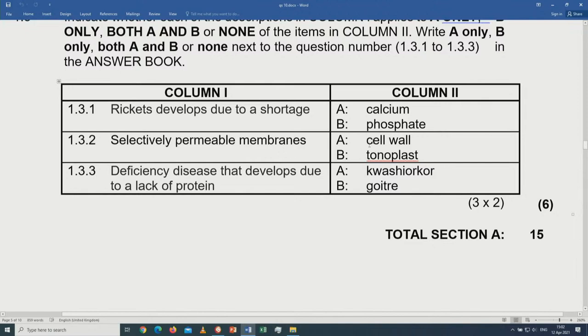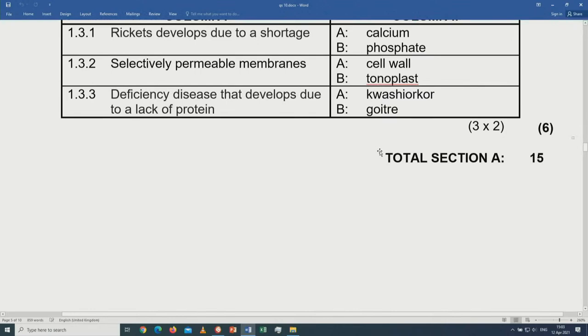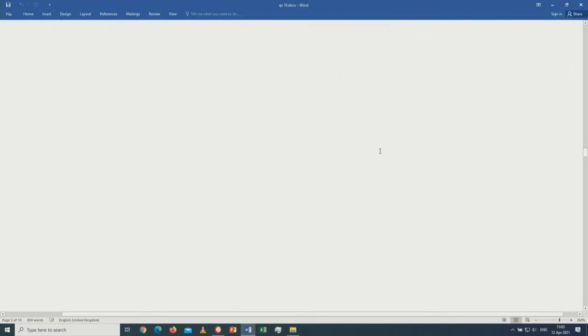1.3.2, selectively permeable membrane. Where do we get it? Cell wall, tonoplast. So the correct answer here is B. Deficiency disease that develops due to a lack of protein. A or B? Okay. The correct answer here is A. Kwashiorkor. Goiter is caused by lack of iodine. So it's not the correct answer.